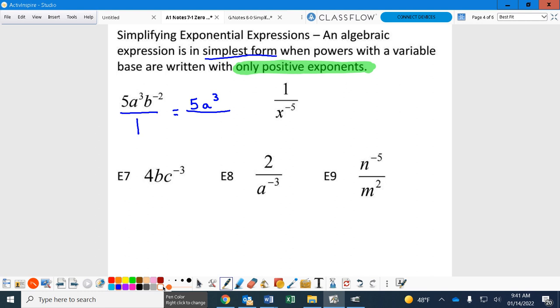It cannot stay in that spot. Instead of being on the top, it needs to move to the bottom, and the exponent is going to become what? Positive. Good, positive. It's going to be positive 2. Nice.